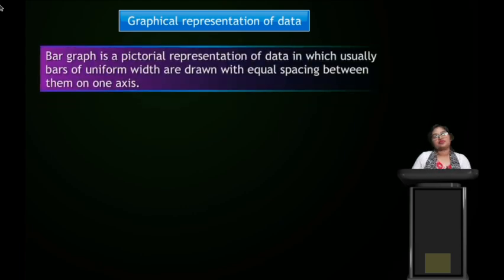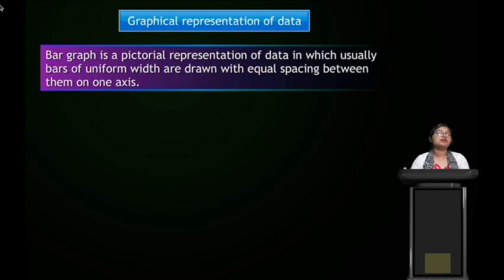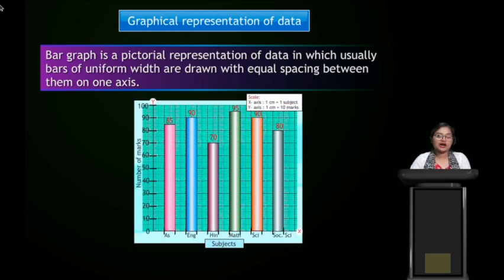Yes. So first we have learnt about the bar graph. Actually, what is meant by bar graph? Bar graph is a pictorial representation of data in which usually bars of uniform width are drawn with equal spacing between them on one axis. Here you can see this is the bar graph, and the marks scored by a student in different subjects are shown here. When we have discrete type of data, we use bar graph to represent it graphically.